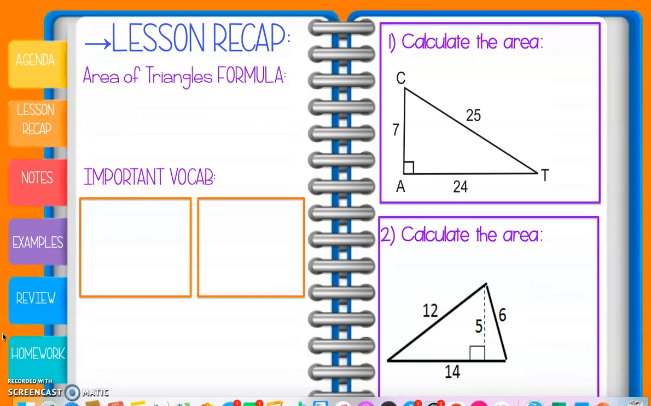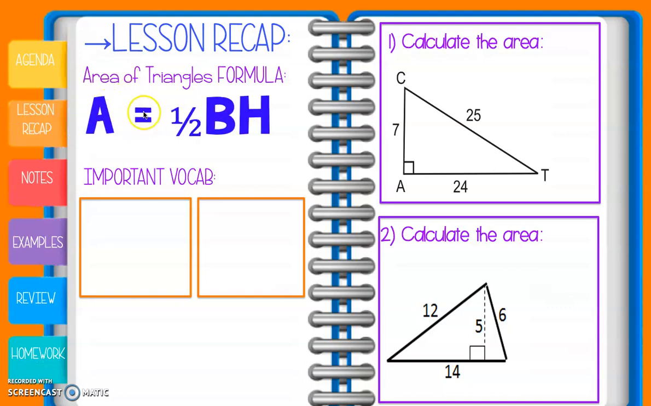Alright guys, so today in class we talked about calculating the area of right triangles and other triangles, and we're going to do that by using the formula for the area of a triangle. So the first thing that we need to review is the area formula for a triangle: A equals 1/2 of the base times the height.